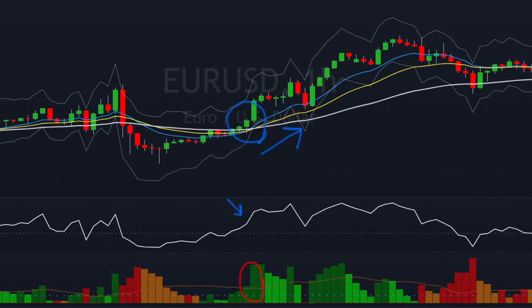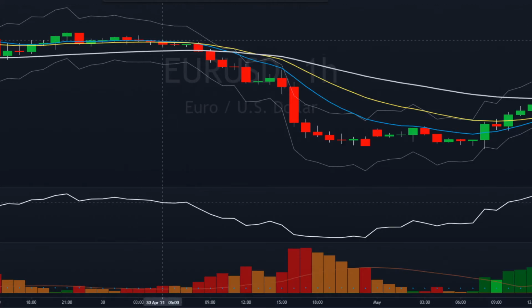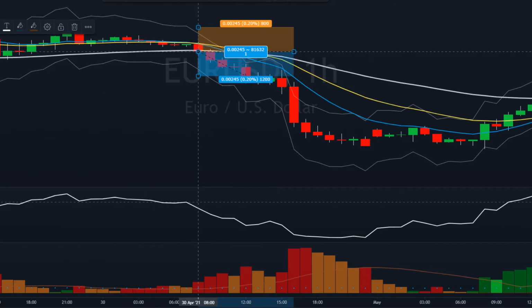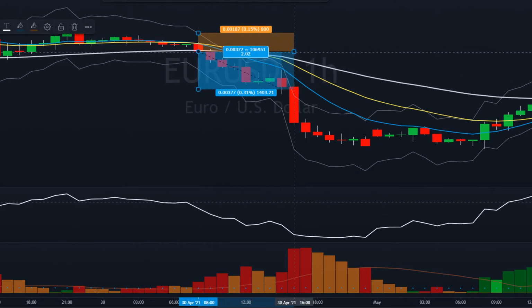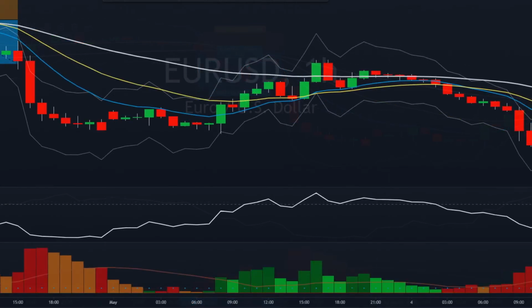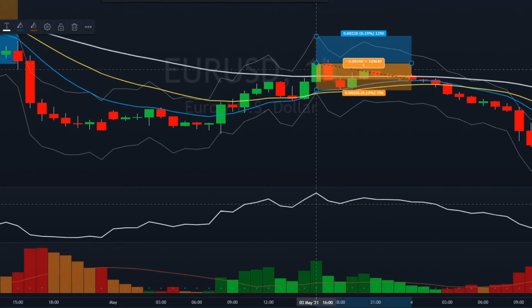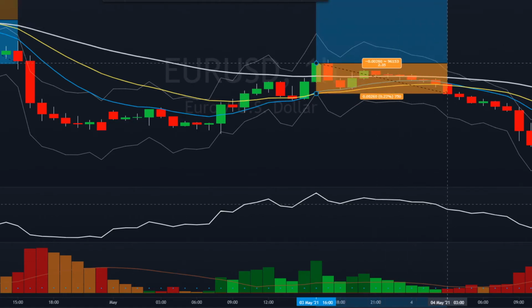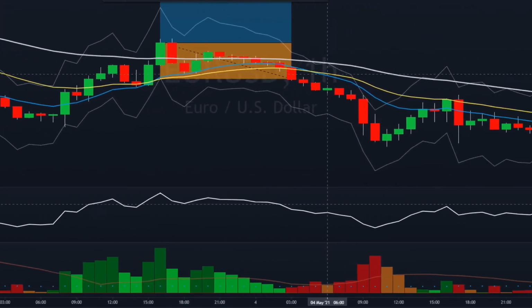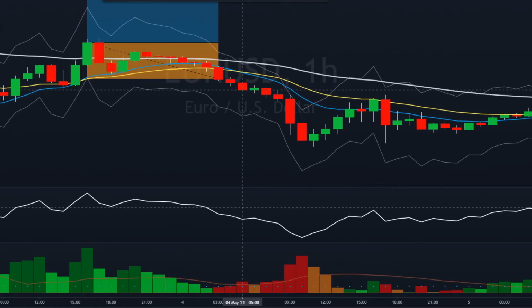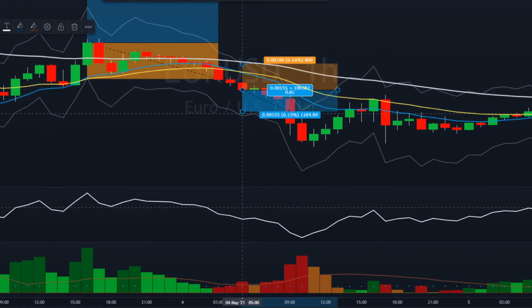Let me show you some examples on the Euro-USD 1-hour timeframe chart. Here is an example for a sell trade. All rules are met, so we sell on candle close and place the stop loss 2 times ATR away from entry. Here is a trade that lost. But that is not a problem, because more winning trades will come. Here is another example of a sell trade that won and covered the loss of the previous trade.